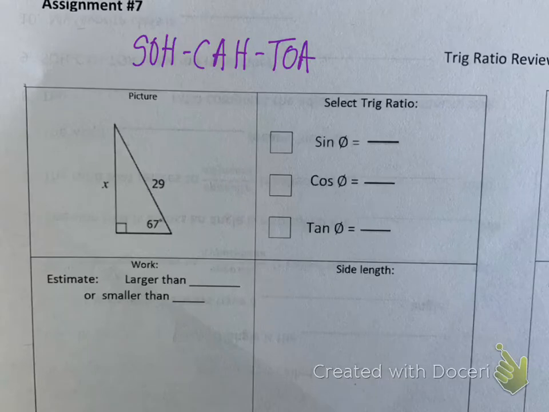For notes number 7, we're going to be repracticing how to find missing sides of right triangles using our 3 trig ratios, which are sine, cosine, and tangent. Remember, a ratio just compares 2 things. In this case, the 3 ratios, sine, cosine, and tangent, compare 2 sides of a right triangle.